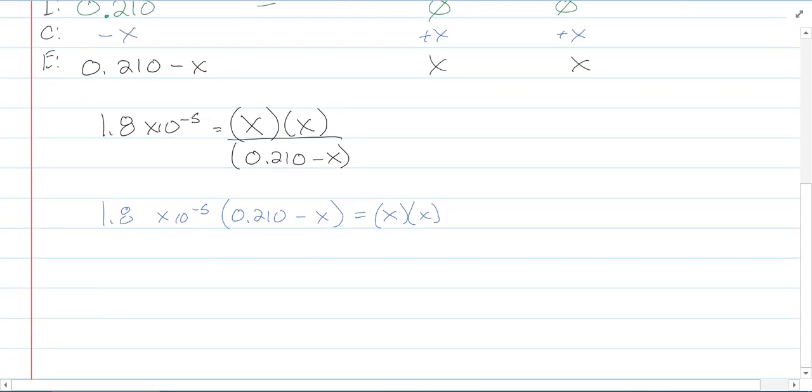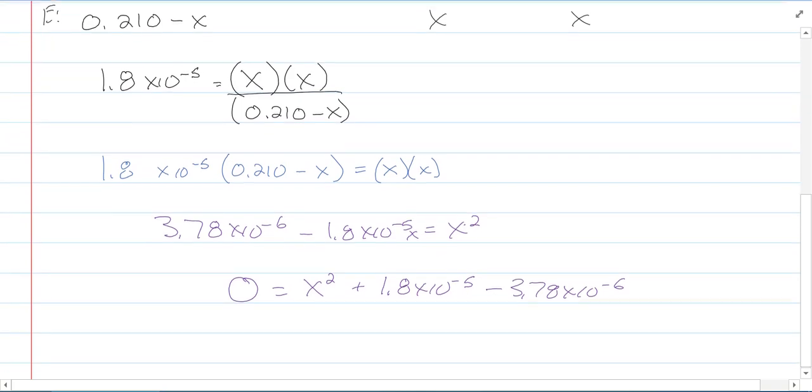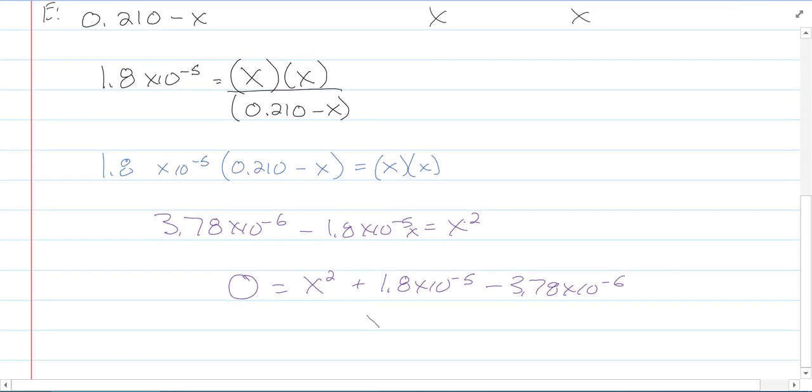So if we distribute the K, I get 3.78 times 10 to the minus 6 minus 1.8 times 10 to the negative 5 x equals x squared. So we get 0 equals x squared plus 1.8 times 10 to the negative 5 x minus 3.78 times 10 to the minus 6. I have to do the quadratic here, and I get two answers for x: 0.001944, and negative 0.00195. Obviously it cannot be the negative one.